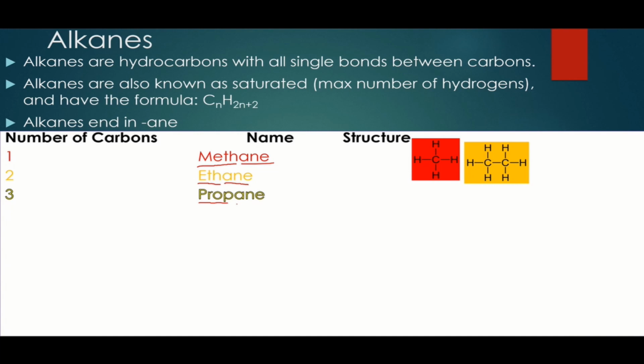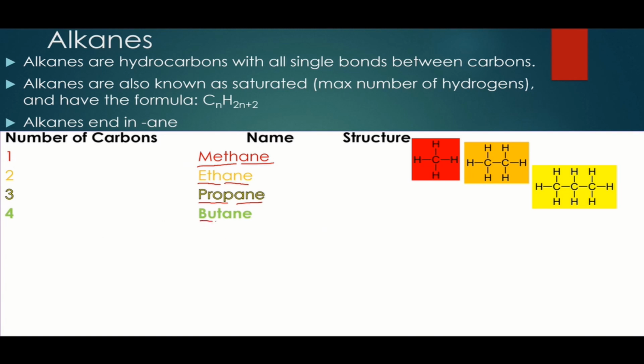3 is prop. Again, ane, telling us they're all single bonds. I would start with my 3 carbons. There they are. There's my chain of 3. 1, 2, 3. Each carbon has 4 bonds coming off of it, so I'd make sure I draw those empty bonds, and now add my H's to fill up all of those empty bonds. C3, H, 2 times 3 plus 2. 2 times 3 is 6, plus 2 is 8. There's 8 hydrogens on that structure.